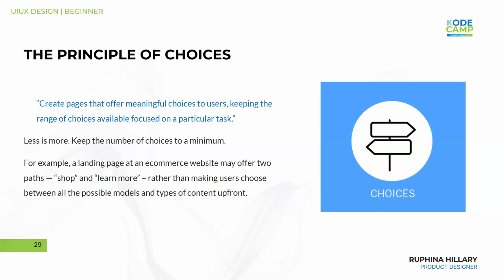The second principle is simply the principle of choice. In creating the architecture of a website or an application, you should create pages that offer meaningful choices to users, keeping the range of choices available focused on a particular task. It's as simple as keeping the choices to a minimum. You do not overload your users.